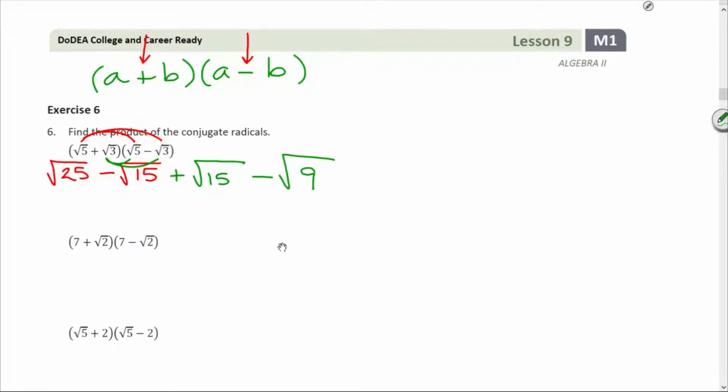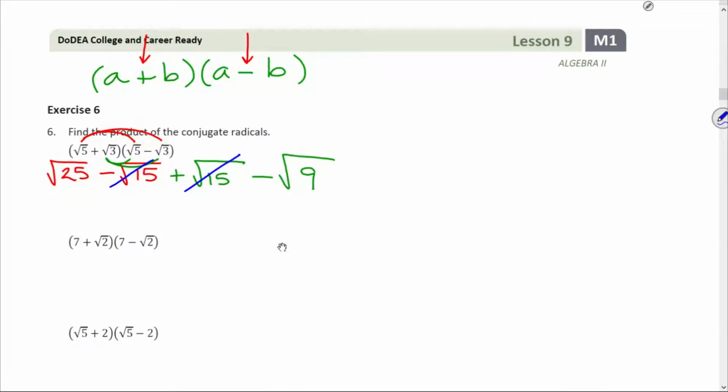Now, notice that because we have that same first term, same last term, switching signs, this middle term and this middle term will both cancel out. And that happens every single time we have conjugates, which is actually at the heart or the root of why they're so useful.